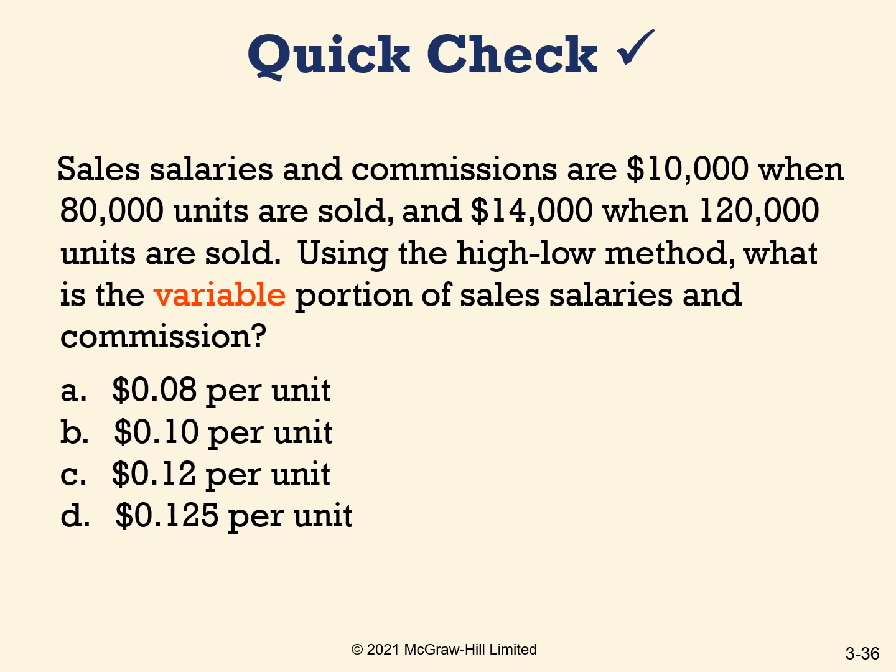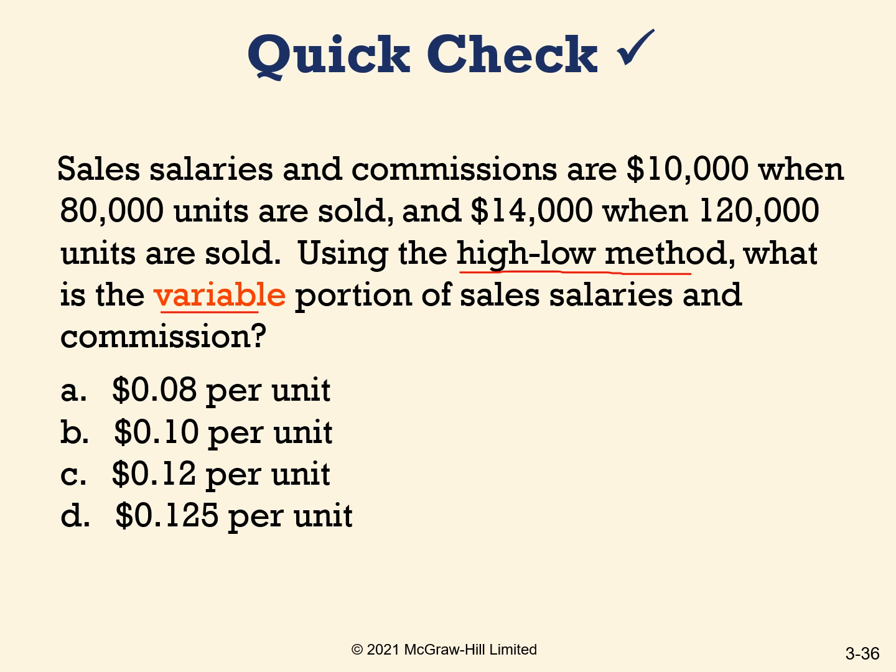So let's do a quick check on this. In this example, our sales salaries and commissions are $10,000 when 80,000 units are sold and $14,000 when 120,000 units are sold. So using our high-low method, which is important to know, what is the variable portion of the sales salaries and commission?